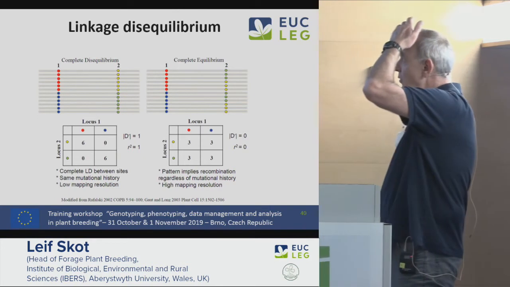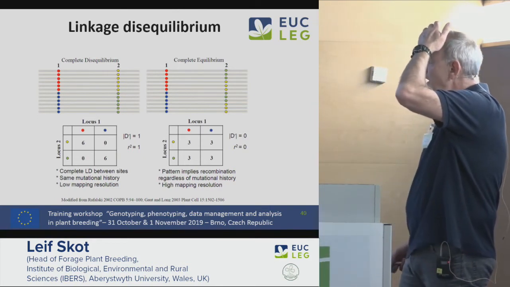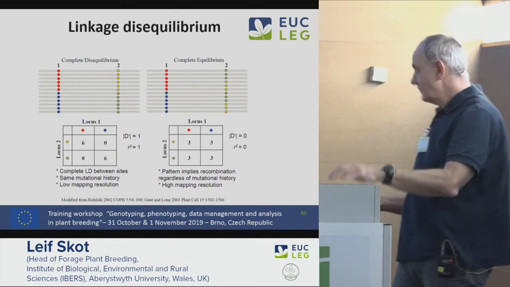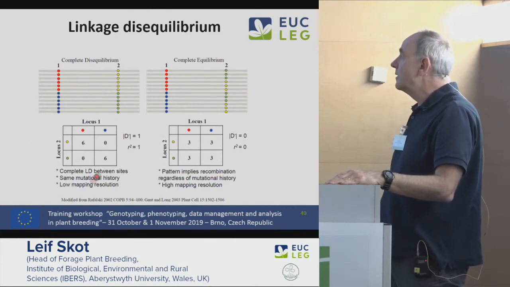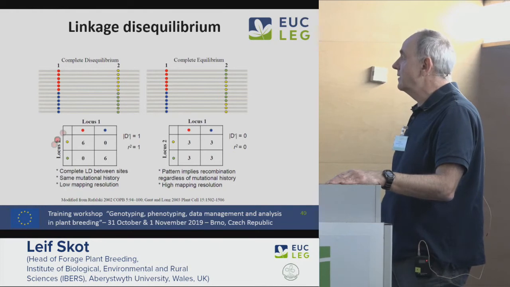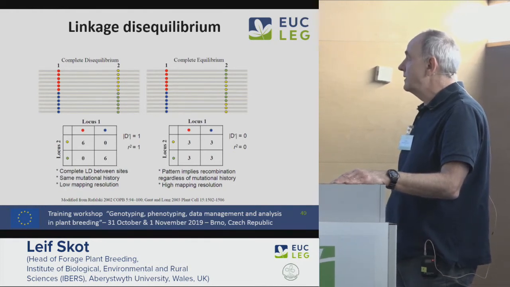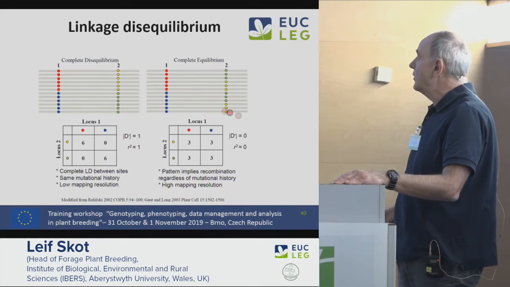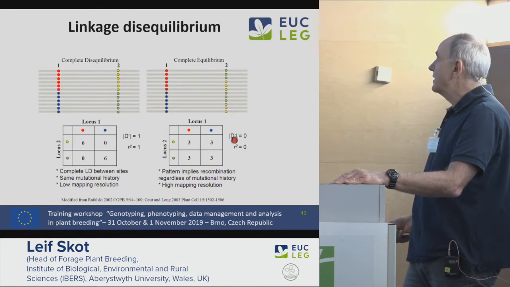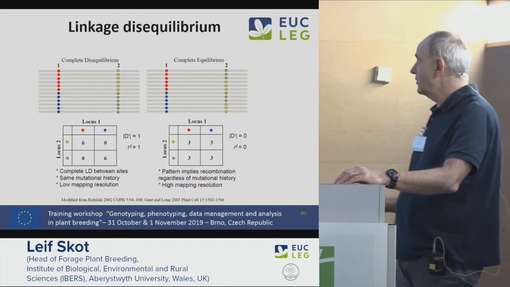So a little bit more on linkage disequilibrium. That's another way of describing complete linkage disequilibrium. You have this little table here, and this is the other situation where you have complete linkage equilibrium, where R squared is 0, and the absolute value of D prime is 0.